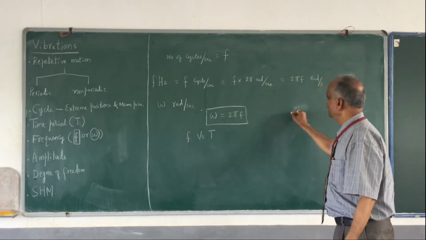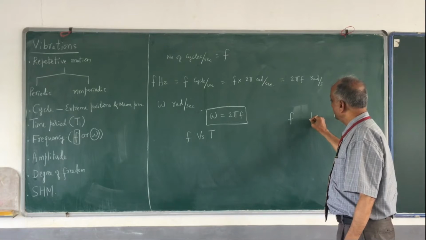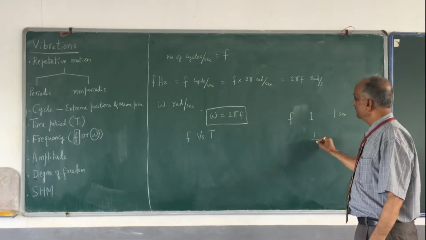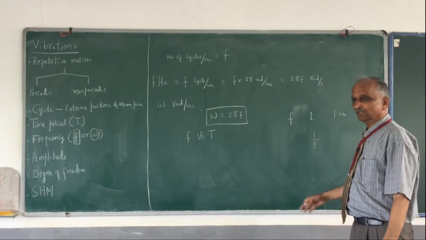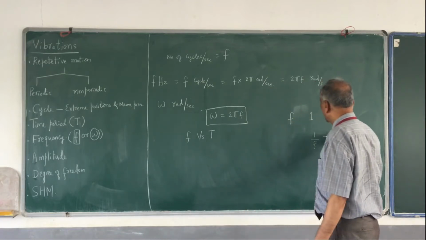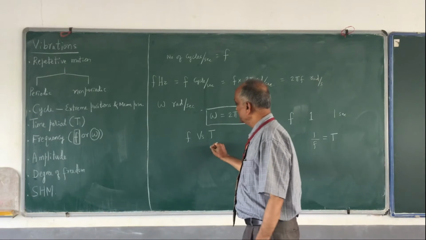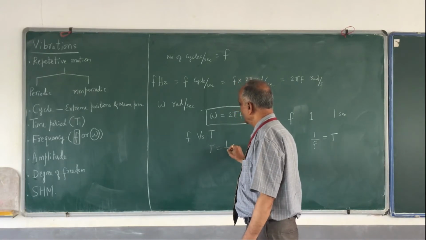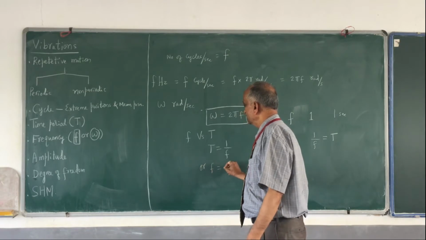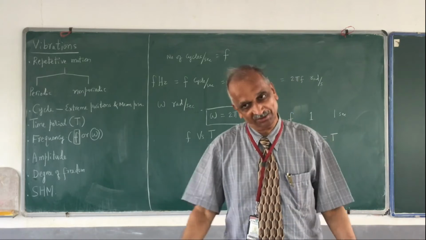I can have f cycles in 1 second. So what is the time required for 1 cycle? That is nothing but 1 divided by f. What is the time required for 1 cycle? This is nothing but the time period. So therefore, the time period t is equal to 1 by f, or f is equal to 1 by t, or in other words, t multiplied by f is 1.